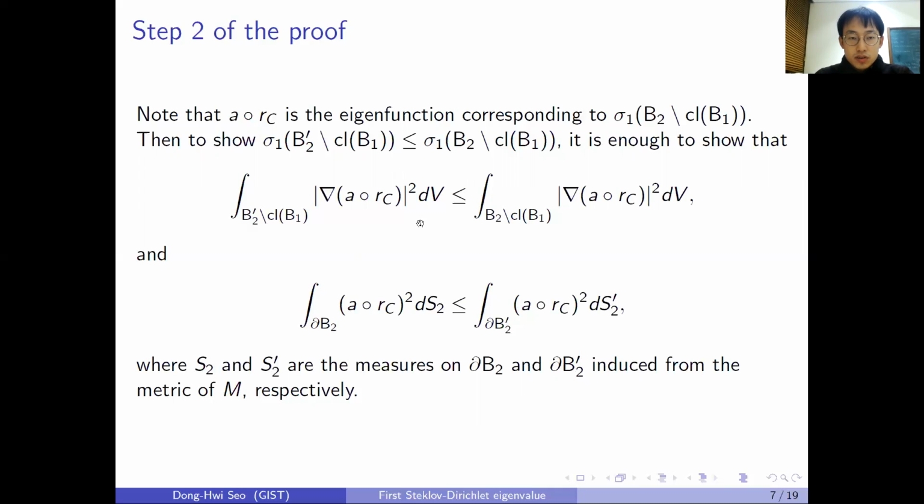So these two inequalities come from comparing the two numerators of the two Rayleigh quotients and comparing the two denominators of the two Rayleigh quotients. And these two inequalities are the goals of steps 3 and 4.